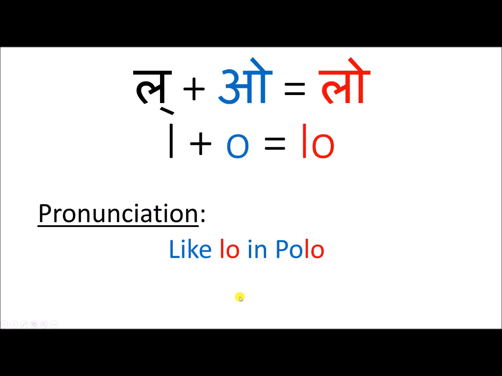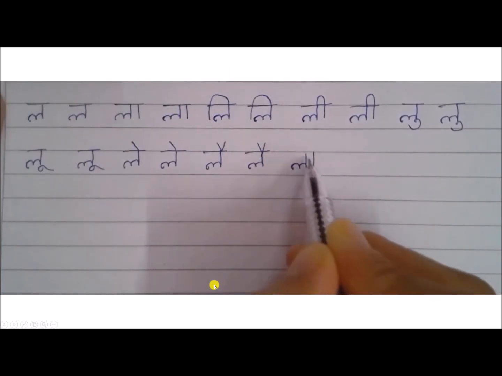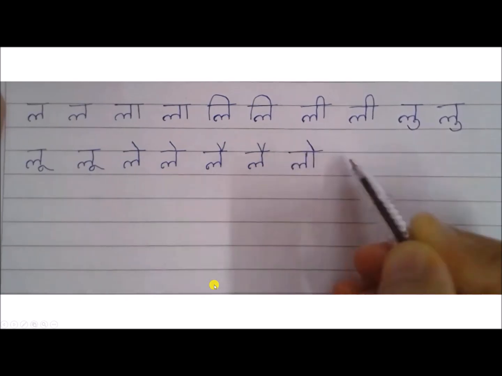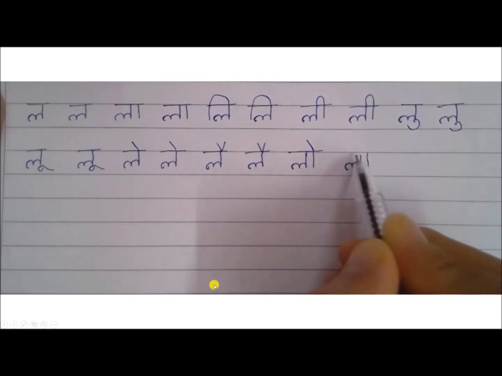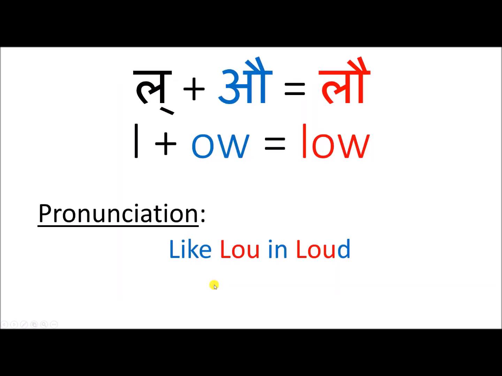Next is low. You get this sound low when you add L to O. L plus O equals low. And low is pronounced like LO in polo. Let us see how to write low, like this.